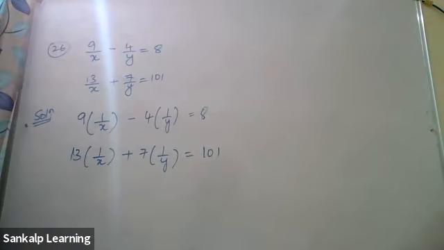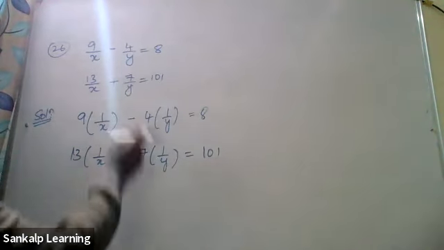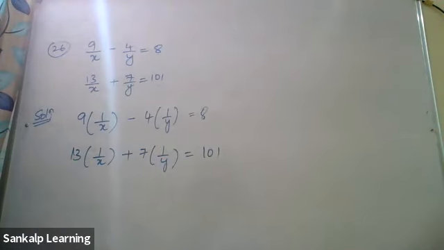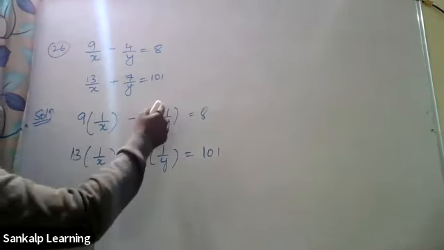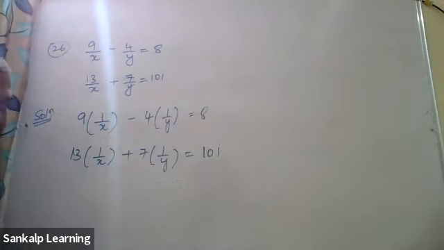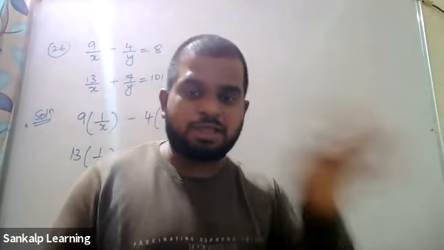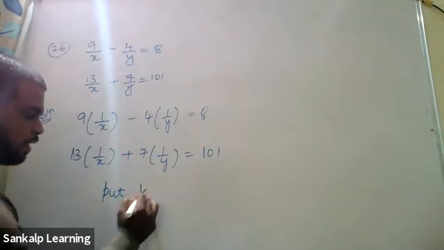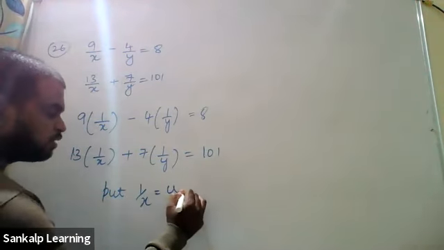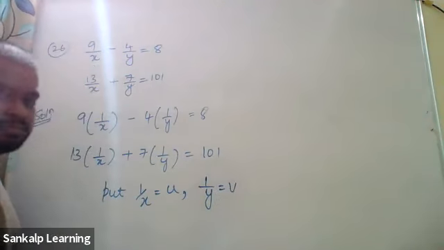Simple, you have to multiply only the numerator. 7 ones are 7, y as it is. Now if you have carefully observed, here 1 by x is there, here also 1 by x is there. Here also you got 1 by y, here also you got 1 by y. So when the same things are there, you can go for substitution. Instead, we can introduce a new variable. That is, wherever 1 by x is there, I'll take it as u. Wherever 1 by y is there, I'll take it as v.